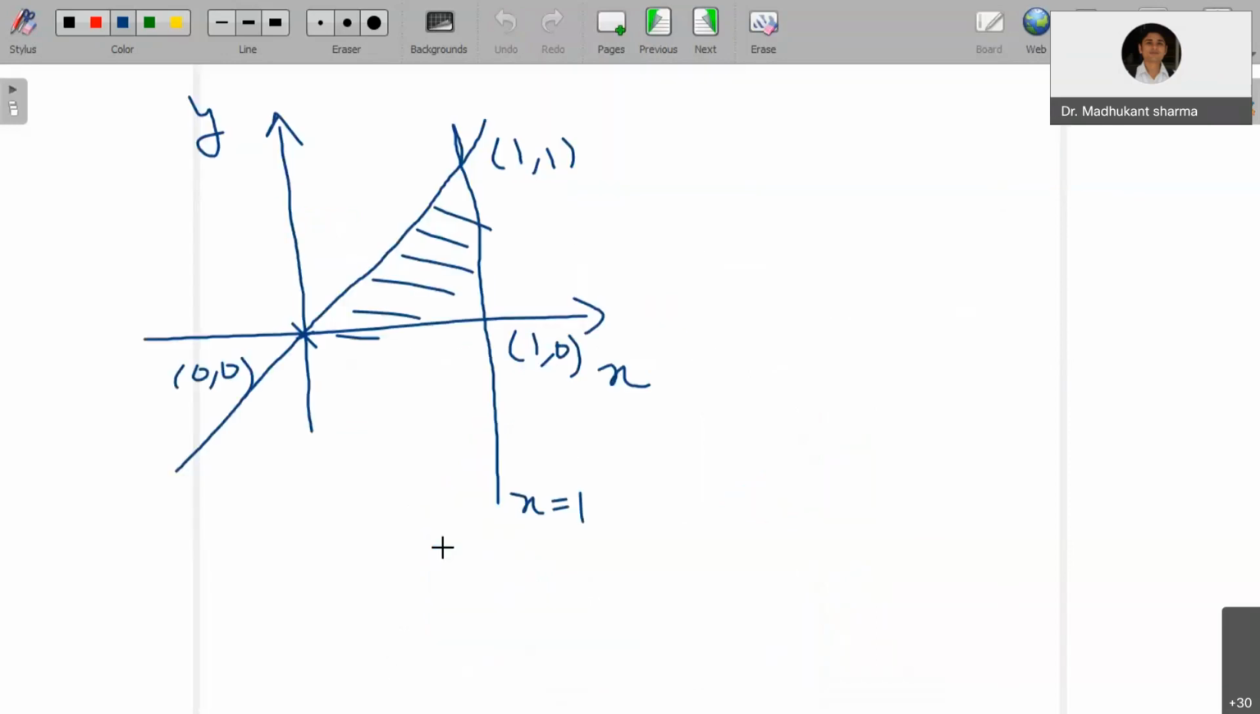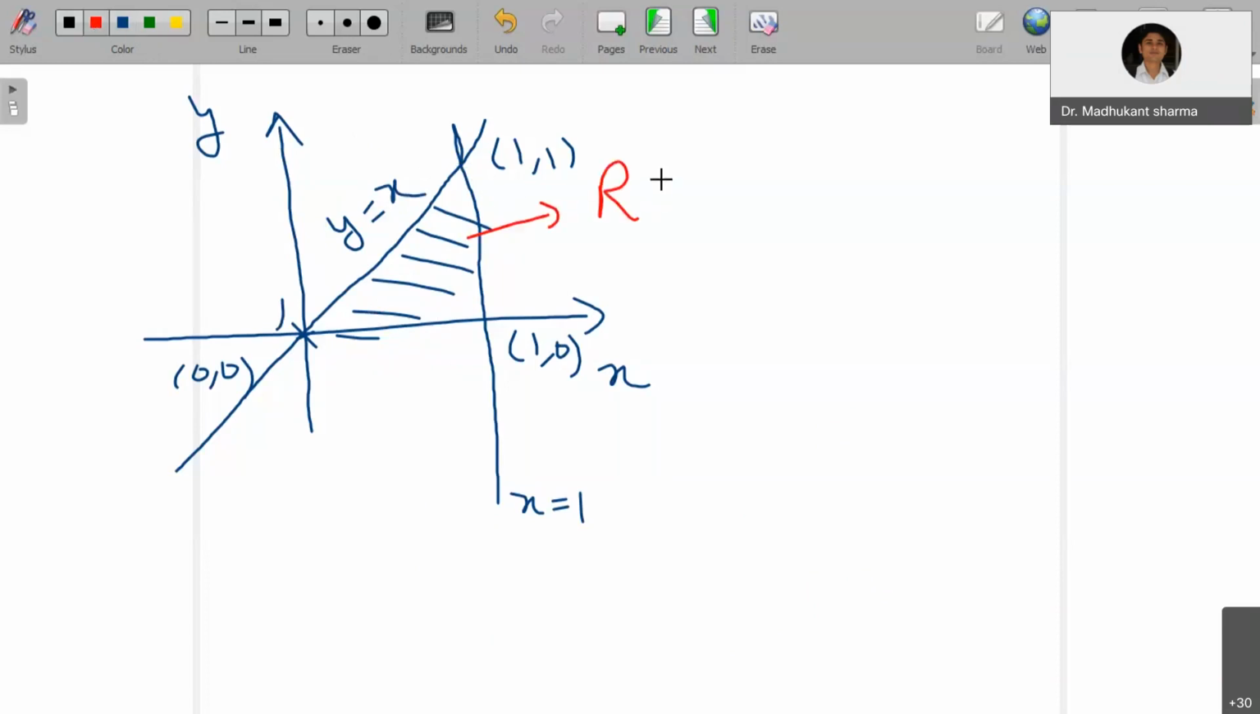Now note that here you have two ways to look into this. This is y equals x. Now it's not a rectangular region, it's half of the rectangle. If you join this as well, it becomes a rectangle. So I have two ways to identify this region.